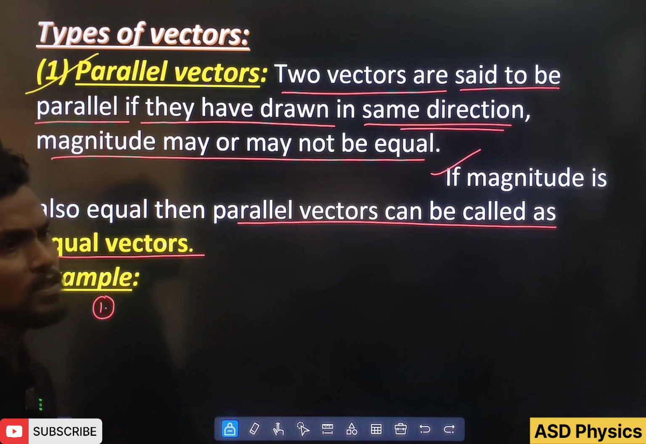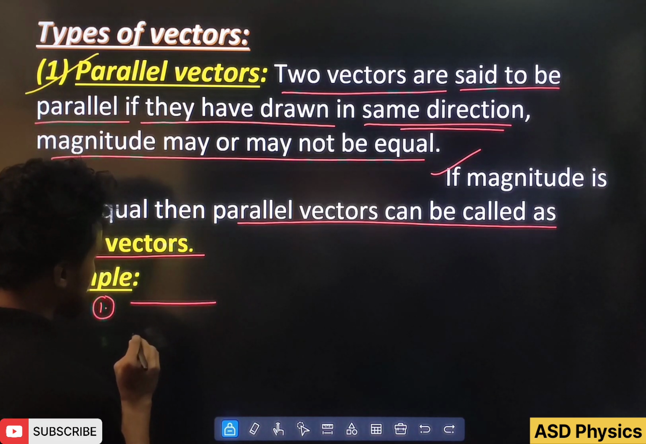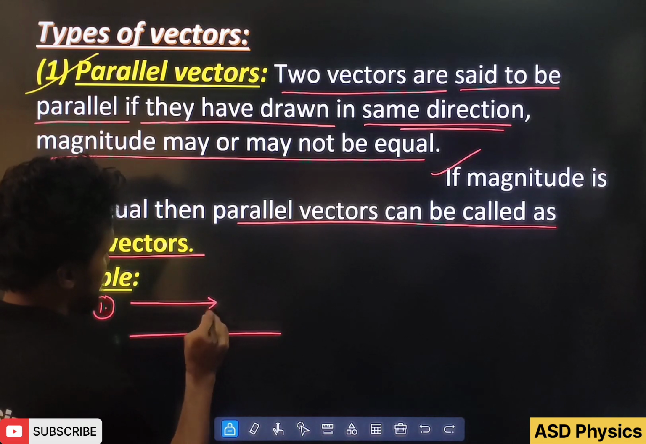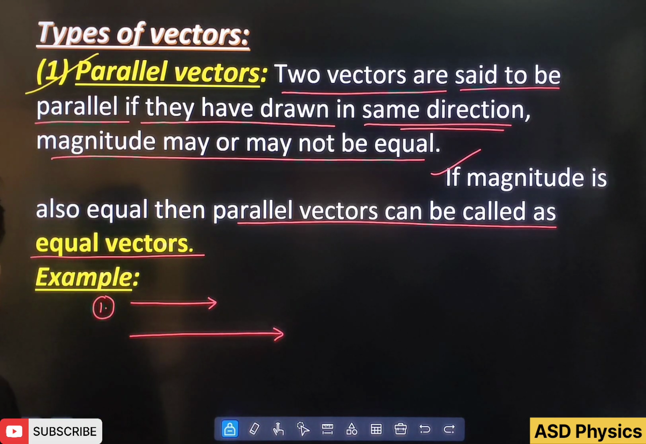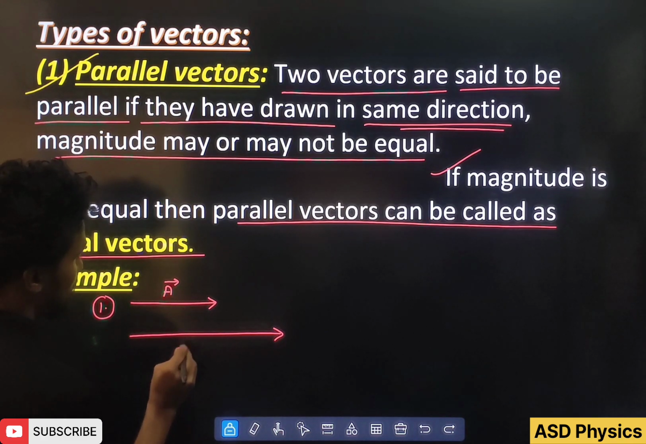First one, if the magnitude is not equal in the same direction. I have written it like this. Two vectors I have drawn here like this, in the same direction. Magnitude is not equal. Let's take this as vector A and this one I have written as vector B.